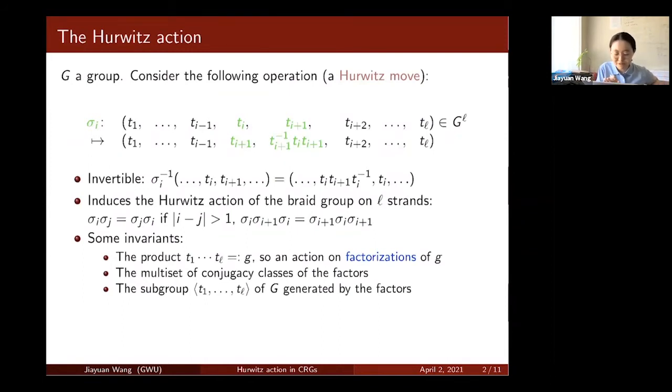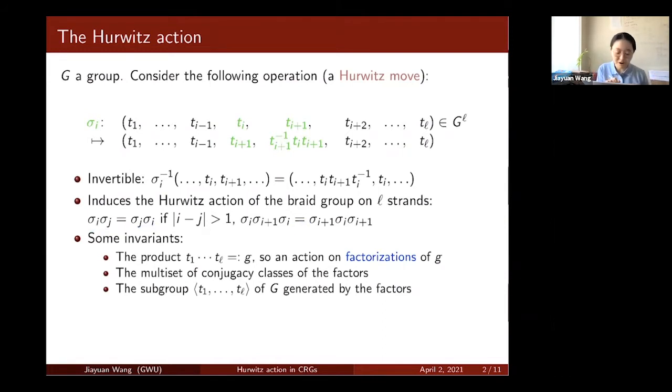And immediately we see this operation is invertible. In the inverse case, instead of preserving t_{i+1} as in sigma_i, we just preserve t_i. This induces the Hurwitz action of the braid group on L strands, and it satisfies all the braid relations. If the difference between i and j is bigger than 1, then the two moves commute. And if j is i+1, then we have this equality.